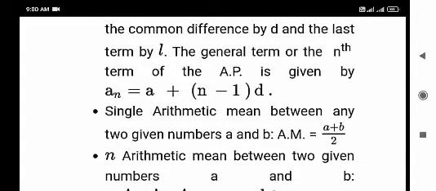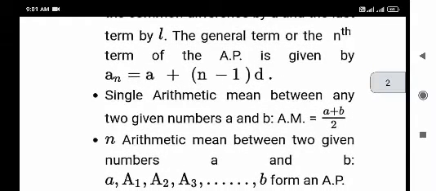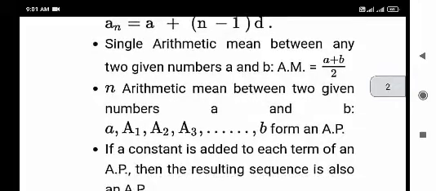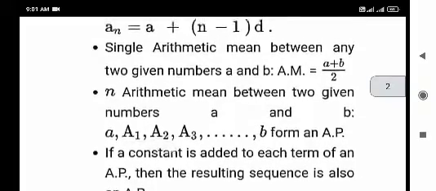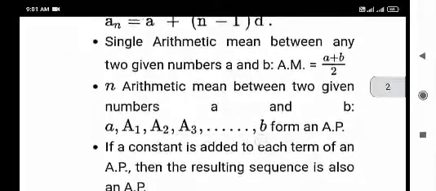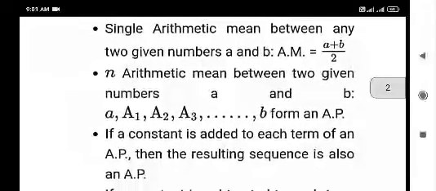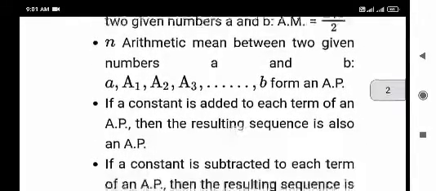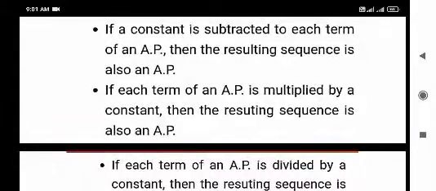What is the arithmetic mean of two values? Suppose the two values a and b are given, then their AM, arithmetic mean, is (a plus b) by 2. Now, we already know that the first term is a, then some middle terms are there, and the last term is b. According to this, we can find the AM of the given series. Next, important is that if we add a constant value to the given series, or if we subtract something, then it is still considered an AP, right?